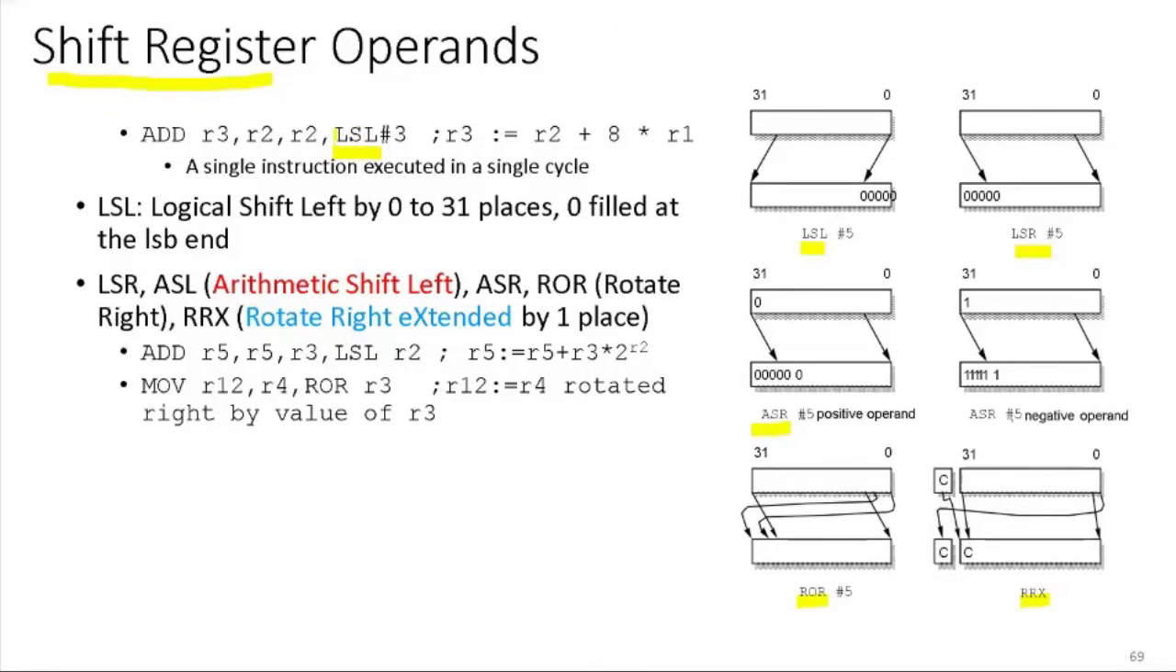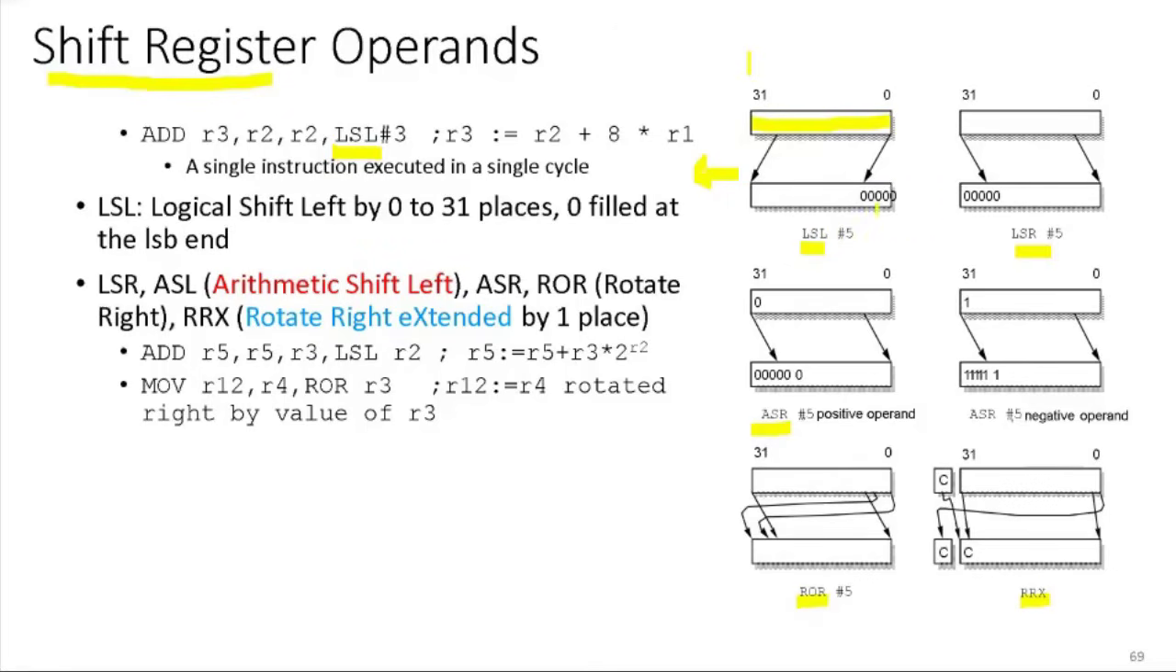LSL is logical shift left. And how many times do you need to shift the number? 3 times. This is the content of a register, bits 0 to 31, a total of 32 bits. If you execute the instruction ADD R3, R2, R2, LSL #3, it will shift the number available in the register 3 times. Since it is LSL #3, it will add 3 zeros. Don't consider the diagram shown here; it is for LSL #5, which means 5 zeros you need to add.